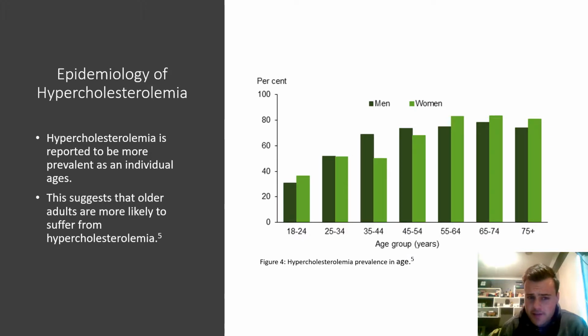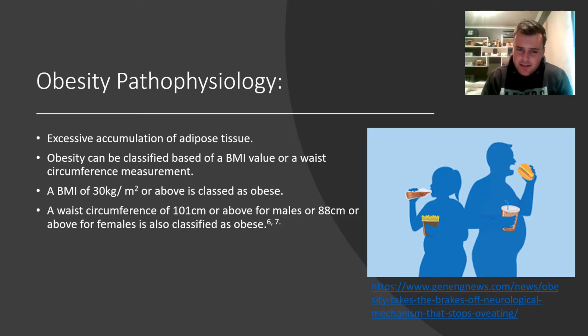The epidemiology of hypercholesterolemia. It's reported that high cholesterol is more prevalent as an individual ages, which can be seen here in Figure 4. This may also suggest that my client was at a high risk of developing high cholesterol before he was actually diagnosed. The pathophysiology of obesity. Obesity is regarded as a process of excessive accumulation of adipose tissue, based on an approximation of body fat via the body mass index equation.